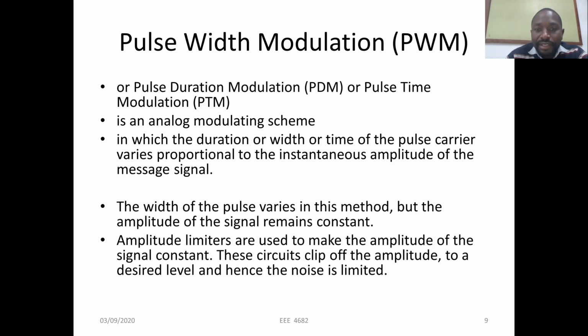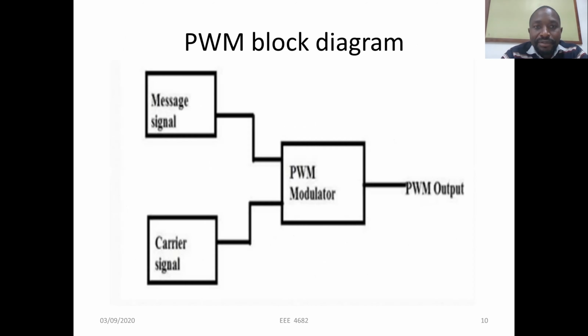In terms of a block diagram, pulse width modulation can be illustrated as shown in this block diagram here. And what you notice is that again you have the message signal, which could be sinusoidal or cosinusoidal. These are combined in the pulse width modulator with the carrier signal, which is basically a pulse signal. When they are combined in the pulse width modulator, you get a pulse width modulated output.